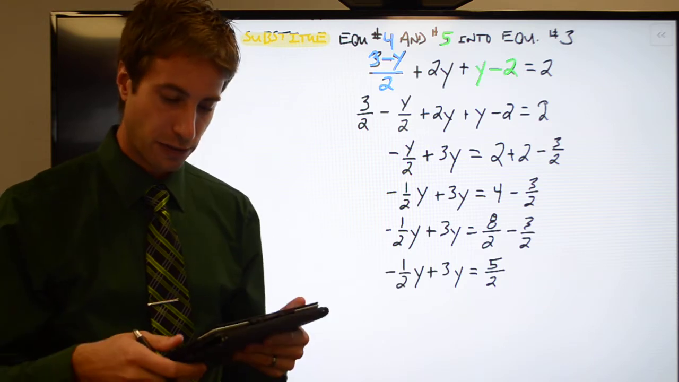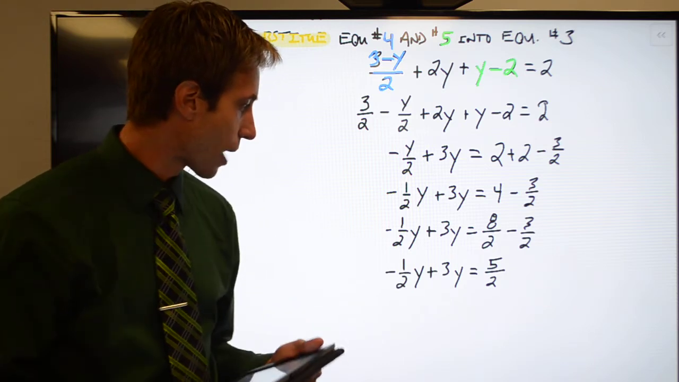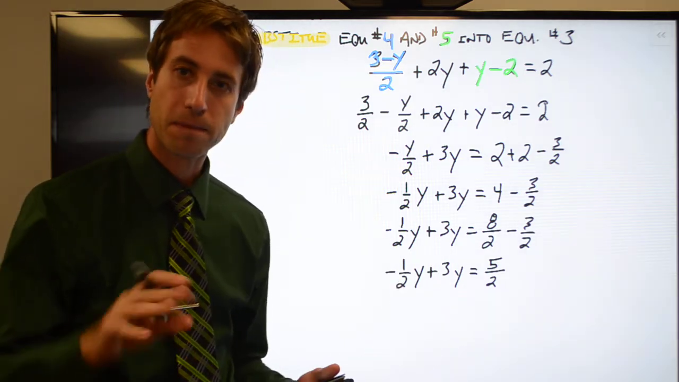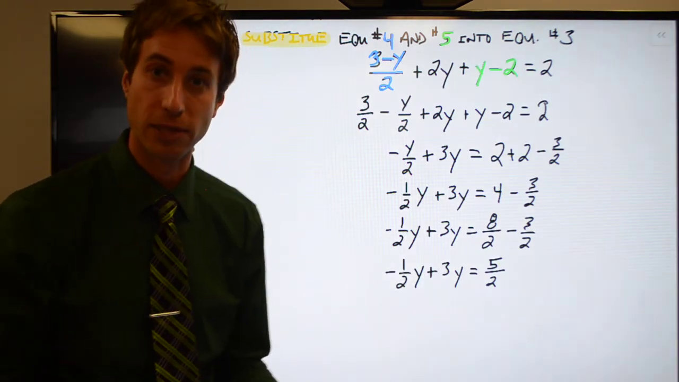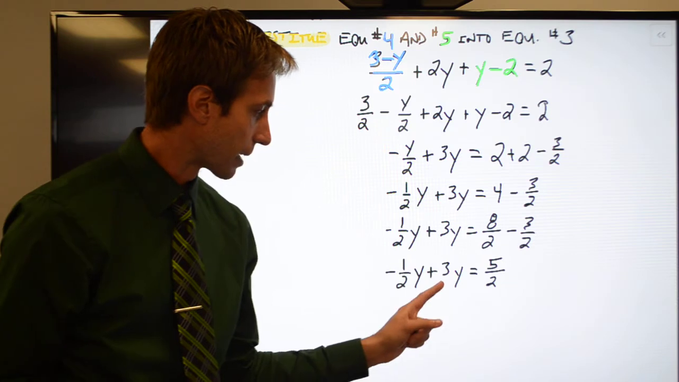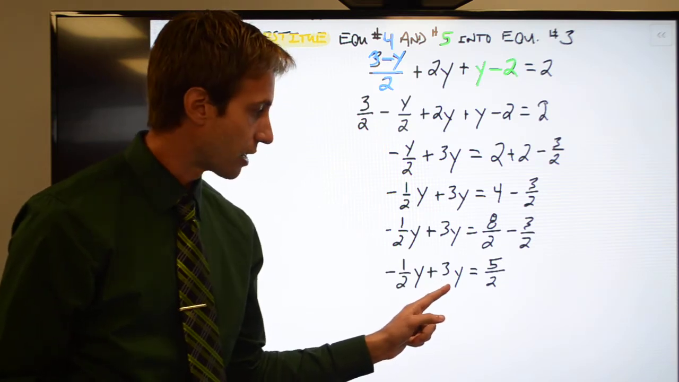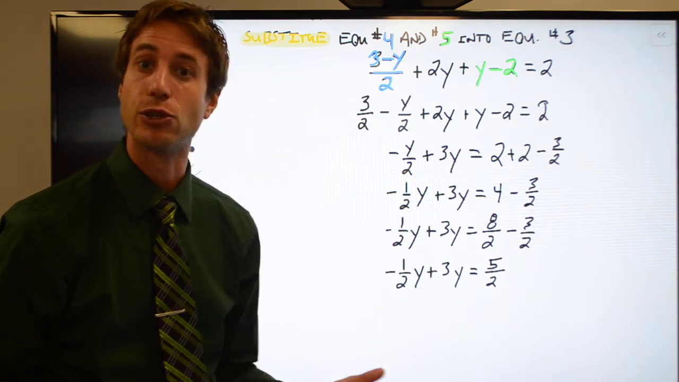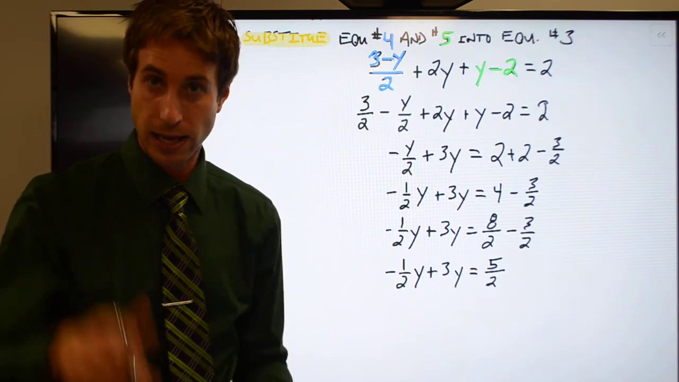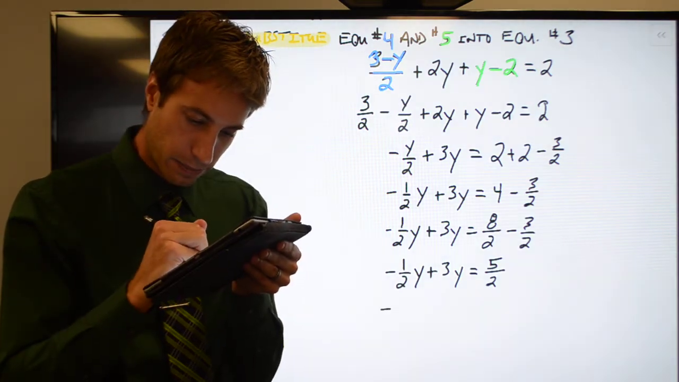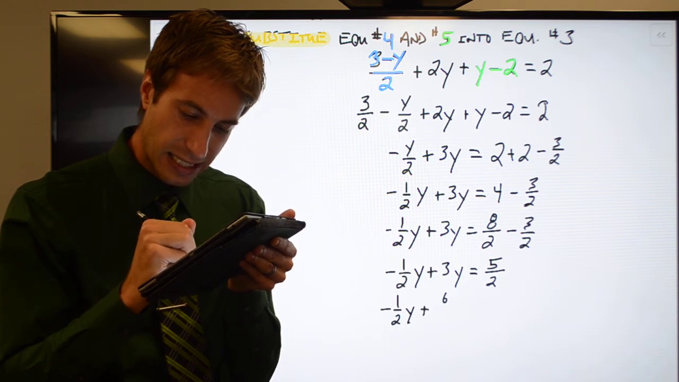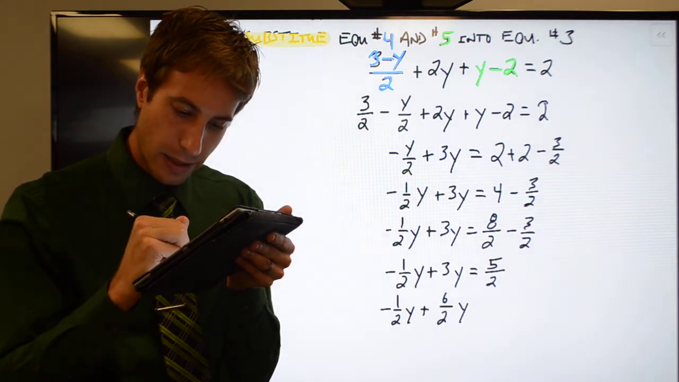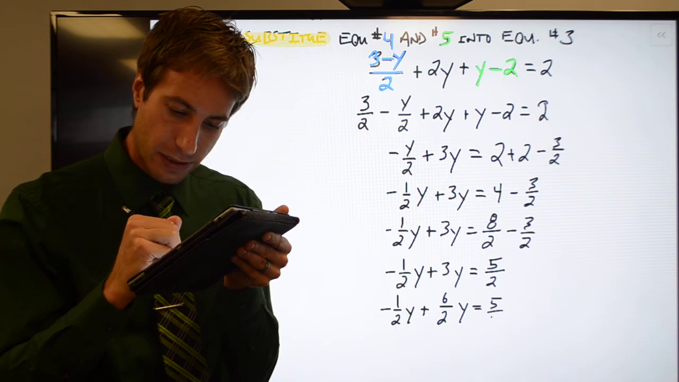Let me do this for you. Let's just do what you guys know, right? In order to add or subtract fractions, you need a common denominator. So that's what I'm going to do. I'm going to get a 2 here. If I put a 2 down here, I have to multiply the top by 2, which means I would have 6 halves. So minus 1/2 y plus 6 halves y is equal to 5 halves.